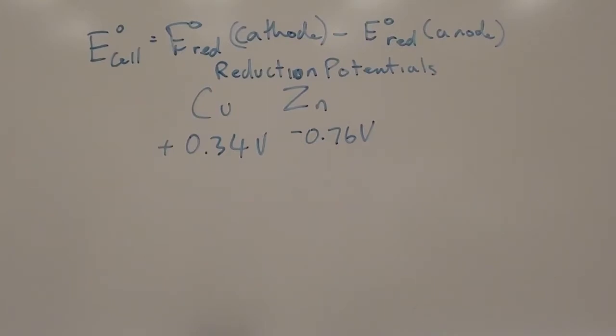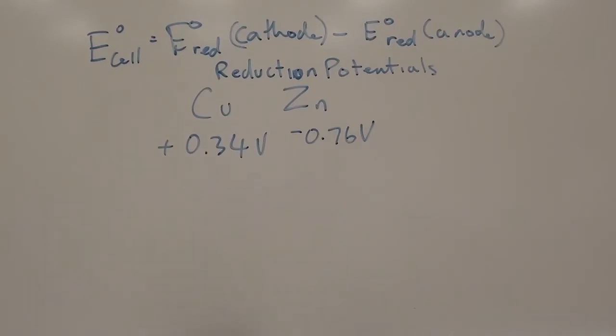So in your lab manual, you've got this equation here: E naught cell equals E naught reduction cathode minus E naught reduction anode. This will allow you to determine which one of these is going to be the anode and the cathode. So in the case of copper and zinc, you've got a reduction potential of plus 0.34 volts for copper and minus 0.76 volts for zinc.